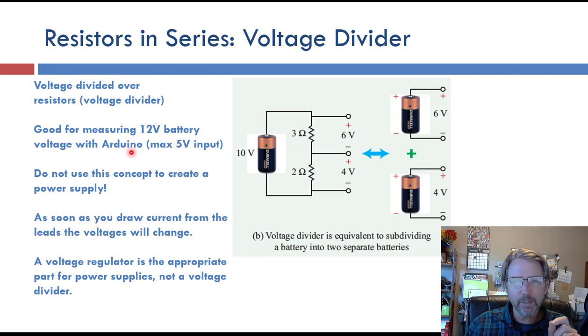If you have something like an Arduino, if you've ever used that Arduino microcontroller, it can only measure voltages up to 5 volts. If you put 10 volts into an Arduino, you'll burn out the chip, or at least the pin.